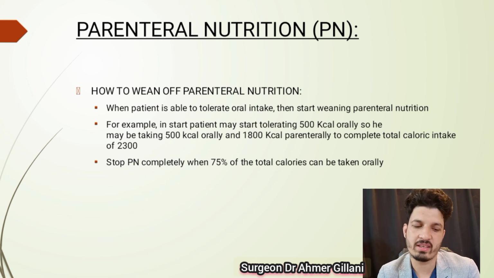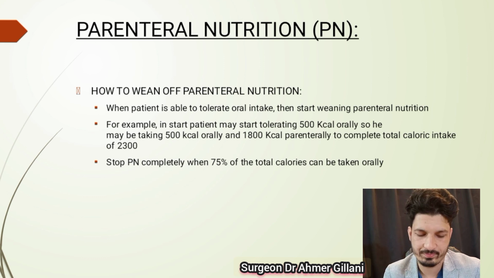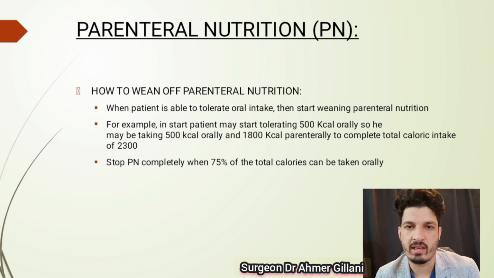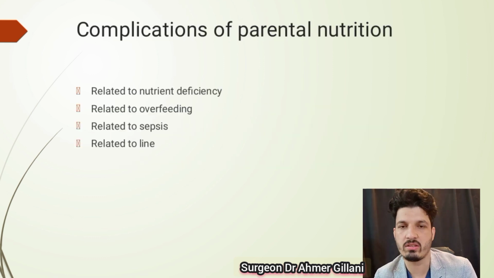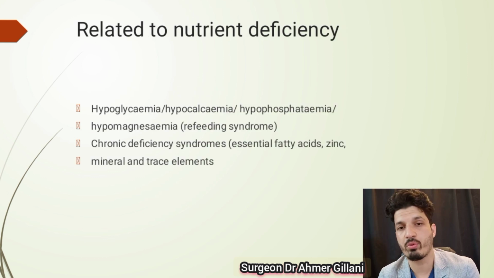And you can stop the parenteral nutrition completely when 75% of the total calories can be taken orally. And definitely there are a lot of complications, and they are related to the nutritional deficiency, overfeeding, sepsis, and line. Nutritional deficiency like hypoglycemia, hypophosphatemia, hypocalcemia, hypomagnesemia in case of the refeeding syndrome, and chronic deficiency syndromes like of the fatty acids, zinc, and mineral and the trace elements.